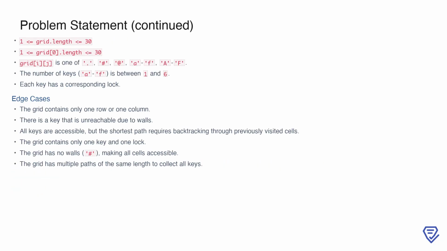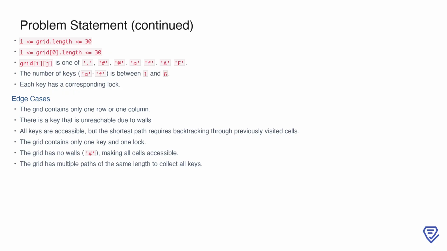The constraints for this problem ensure that the grid has at least one row and one column, with a maximum size of 30 by 30. Each cell in the grid will contain one of the specified characters: dot, hashtag, lowercase letters a to f, or uppercase letters A to F. The number of keys present in the grid will be between 1 and 6, and each key will have a corresponding lock.